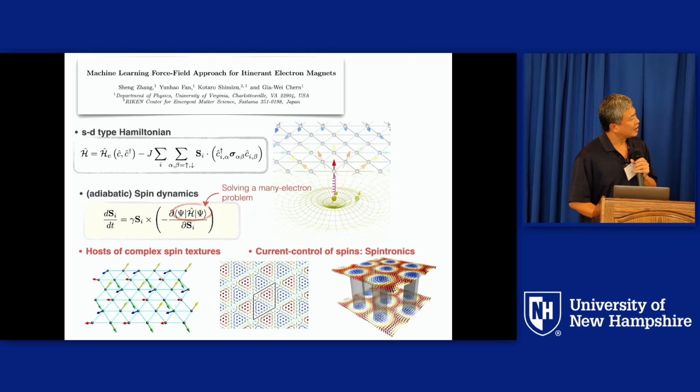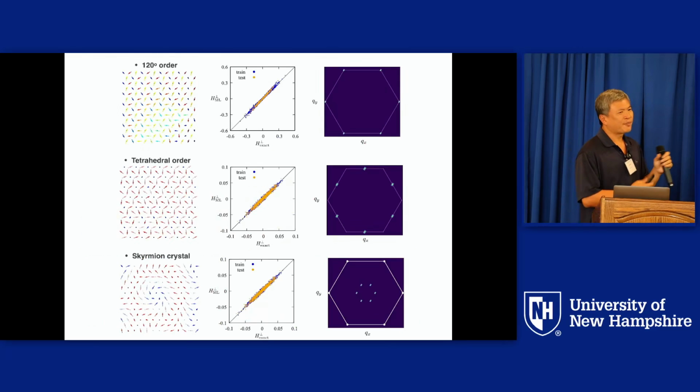This again requires diagonalization or other many-body methods of solving this Hamiltonian. These systems are important because they are hosts of many complex spin textures and also important for spintronics. So we applied this approach, and on the triangular lattice, we successfully reproduced representative non-trivial orders like the 120-degree order at half filling and the tetrahedral non-coplanar order at 1/4 and 3/4 filling. With the introduction of second neighbor hopping, we can also reproduce skyrmion crystals with the machine learning model.